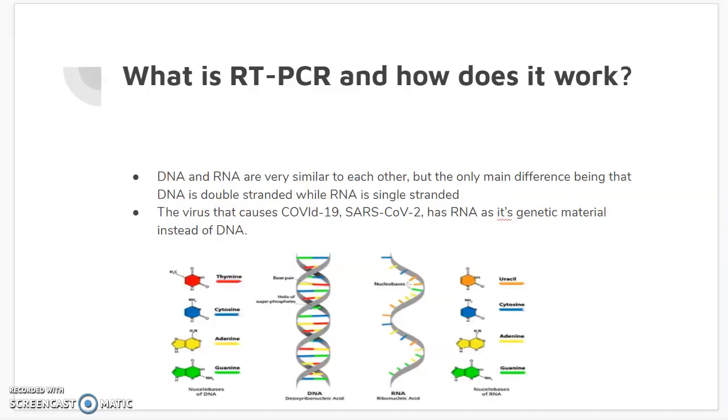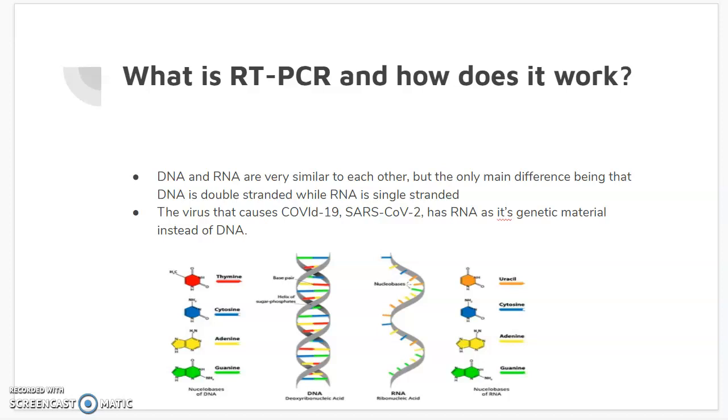DNA and RNA are very similar to each other, but the main difference is that DNA is double-stranded, this is one strand and another strand, while RNA is single-stranded. And another difference is their bases, which are these lines here, these are called the bases. Out of these four here and four here, three of them are the same. Cytosine, adenine, and guanine are the same. The only difference is here, instead of thymine, there is uracil in RNA. So DNA has thymine, RNA has uracil.